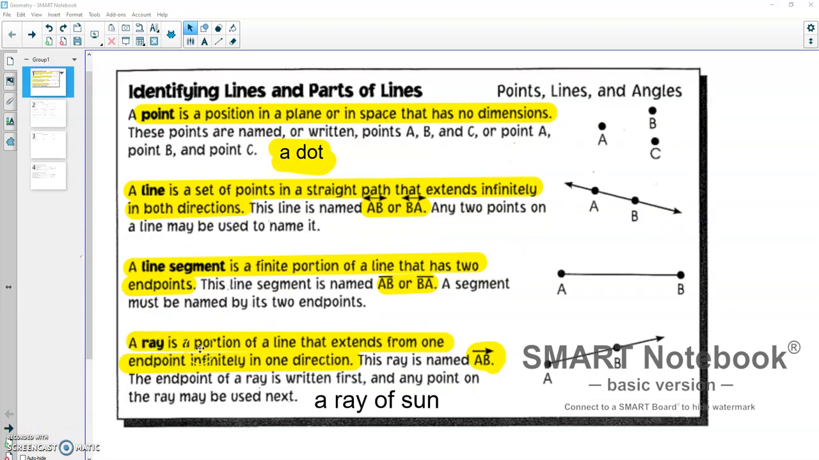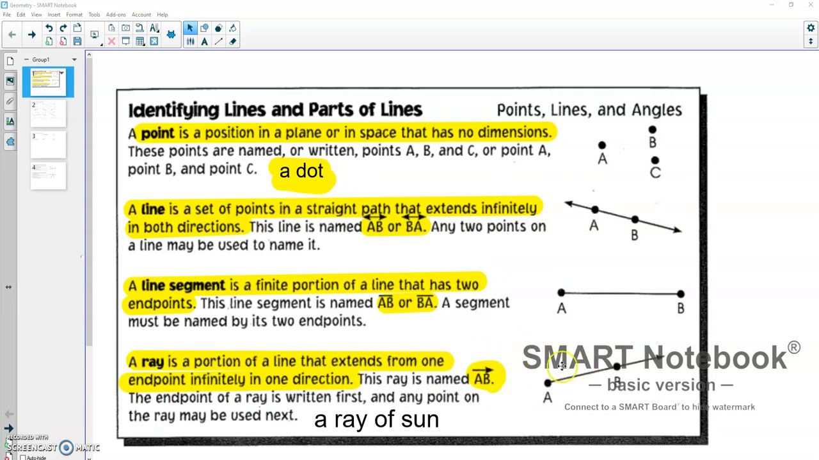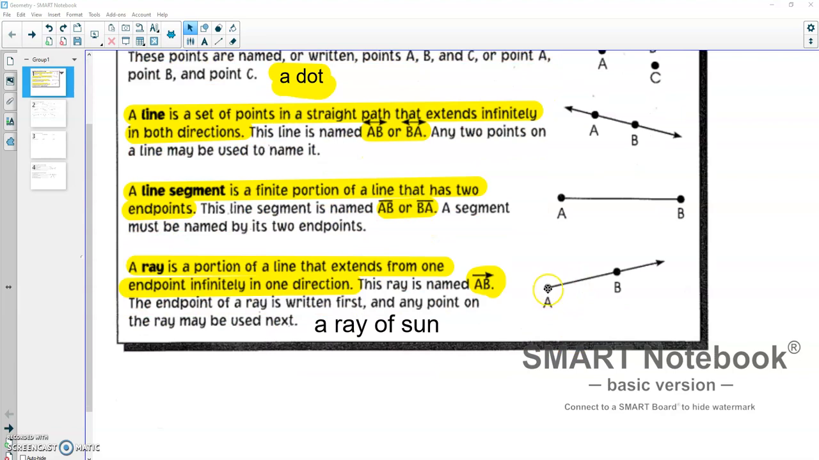So, a ray is a portion of a line that extends from one endpoint infinitely in one direction. And it's signified right here. I want you to look right here. It starts somewhere and goes on forever in one direction. If you're getting confused, I want you to think of a ray of sunlight. It starts from the sun and it goes on outward from the origin, which is the sun. So it starts at one point and goes on forever.